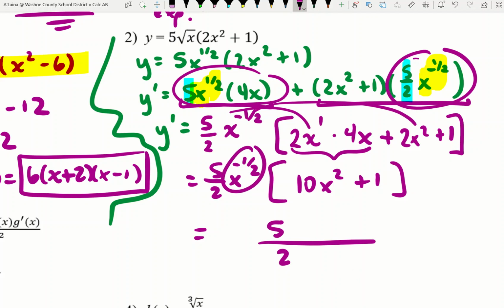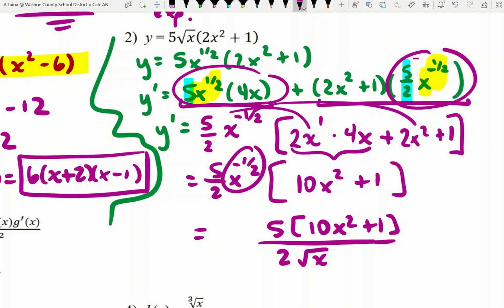I'm going to take this, and because it's a factor of the entire expression, I can move it to the denominator as x to the power of 1/2. Feel free to write that as the square root of x if you like that better. I don't care, it doesn't matter to me, as long as I don't have a negative power, and then I still have this 10x squared plus 1. I'm not going to distribute the 5 back into this because I want this in factored form.